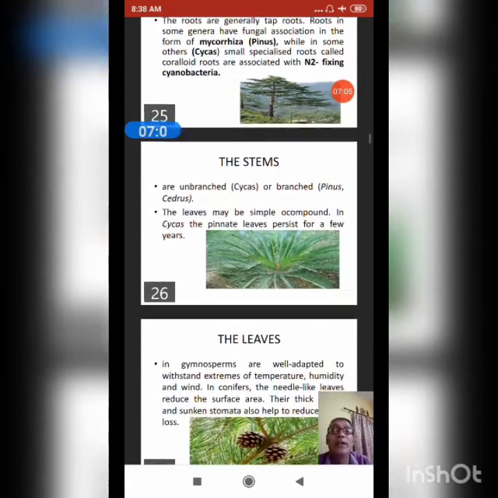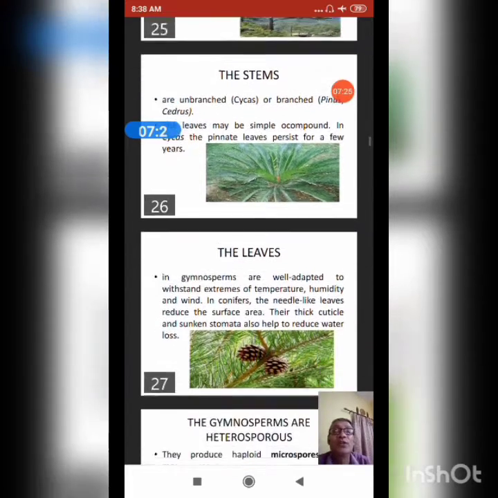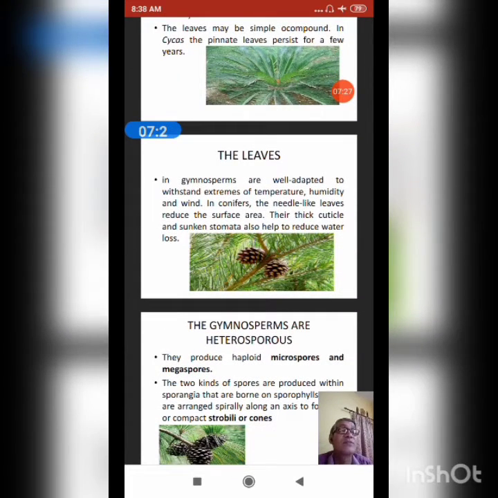The stems are to be considered. Every point is important. Stems are unbranched in the case of Cycas and branched in the case of Pinus, and the leaves may be simple or compound. In Cycas, you see the leaves in the picture. The pinnate leaves persist for a few years. One more point about the leaves: in Gymnosperms they are well adapted to withstand extremes of temperature, humidity and wind found at high altitude. In conifers, as the picture shows, the needle-like leaves reduce the surface area, with a thick cuticle and sunken stomata.